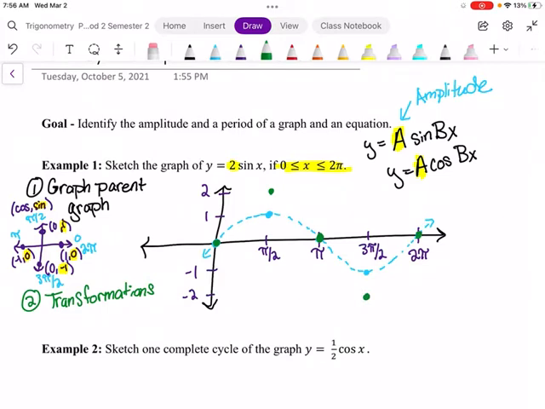So you'll notice our parent graph only went up to 1, but now our actual graph is going to go all the way up to 2 and then down to -2. And that's because our amplitude in our equation was changed from 1 to 2. So when just our amplitude is changed, our graph is going to be getting taller or shorter if it's a fraction.